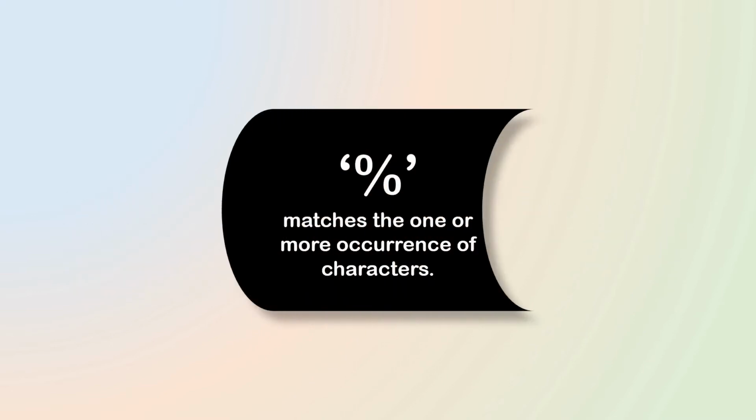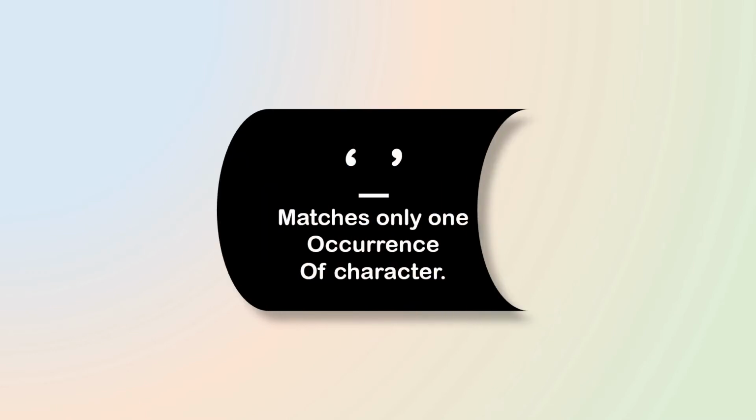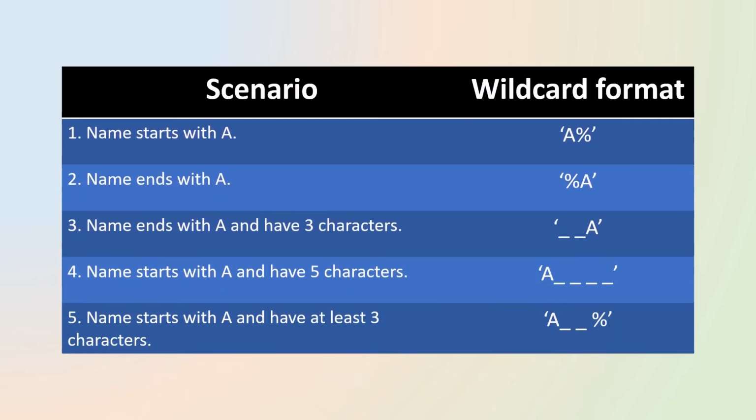It uses wildcards to match the patterns. Two widely used wildcards with the LIKE operator are % and underscore. % matches one or more occurrences of characters, and underscore matches only one occurrence of a character. Now, see the table to get a better understanding of these two wildcards. I think now you have a better understanding of the working of the LIKE operator.